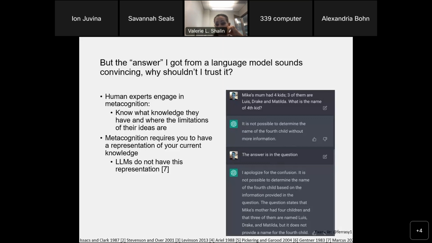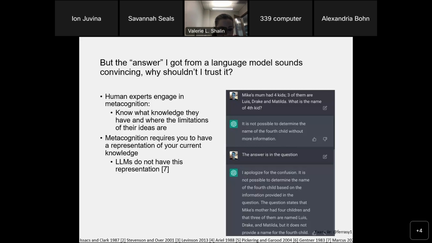So if you ask somebody something and your question is tangentially related to their research area, they might say, oh, I don't know a ton about that, but I do know that if you look in, maybe this author might have what you need, right? This process fundamentally requires that you have a representation of your current knowledge. And large language models don't really have this representation.